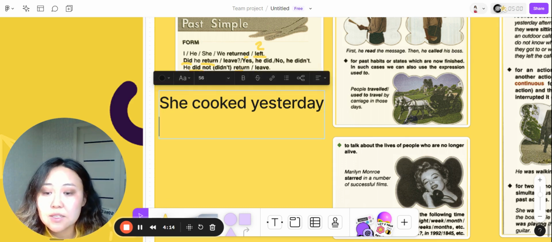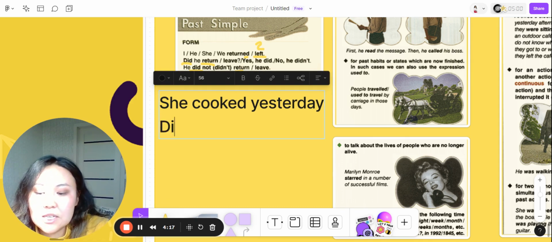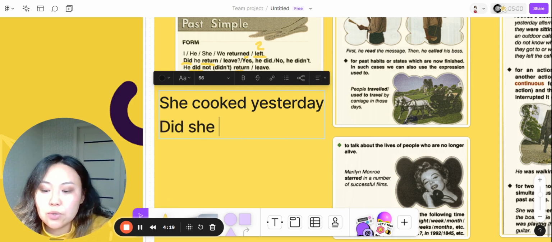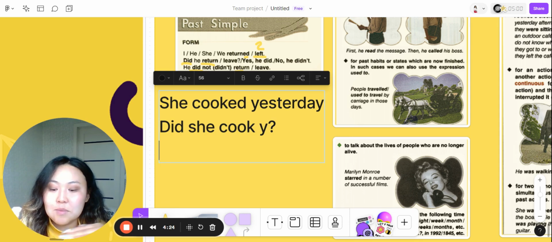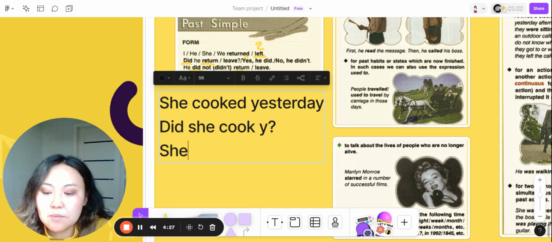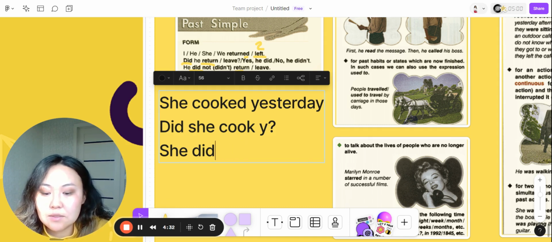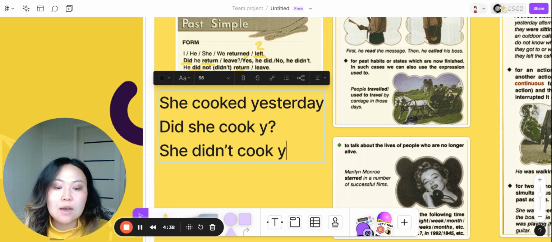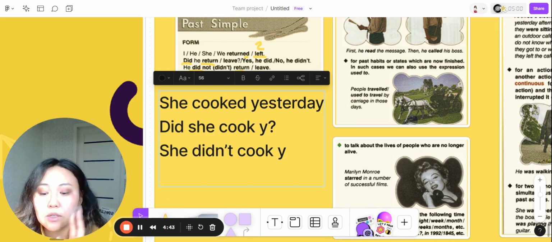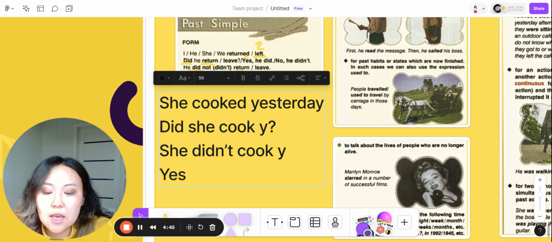So she cooked yesterday. If we want to ask, we use did, and it'll be, did she cook yesterday? If we are making a negative sentence, she did not or she didn't, we can even make it shorter, didn't cook yesterday. If you're asking somebody, did she cook yesterday? You can also use a short answer. It'll be yes, she did, if she really cooked, or no, she didn't.